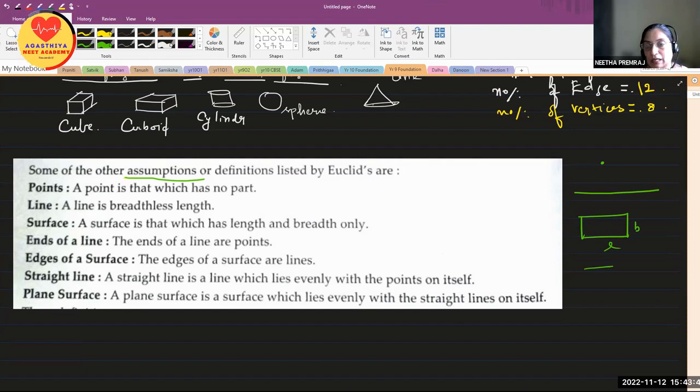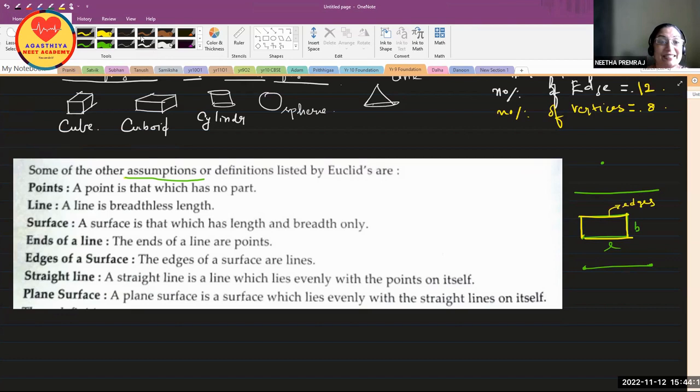Ends of a line. If you draw a line, the ends of a line are points. We draw a line segment by its end points. The edges of a surface are lines. These are all called edges. Edges of the surfaces are called lines.